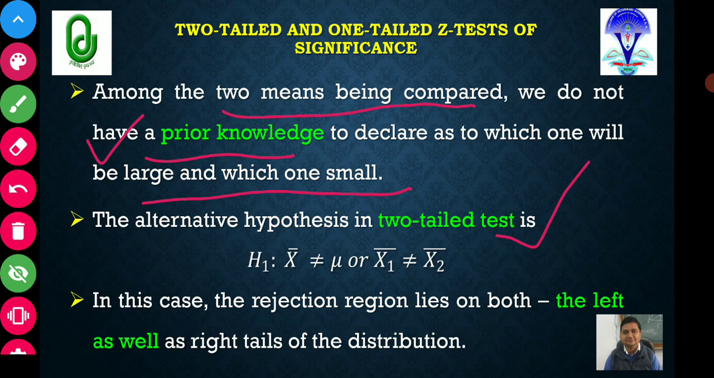The alternate hypothesis is that the sample mean will not be equal to the population mean, or two sample means will not be equal. If it is not equal, it may be either greater than or lesser than, but it is not equal. So here your rejection region may be on both sides, upper side or lower side. That is why this comes under two-tail test. In this case, the rejection region lies on both the left as well as right tail of the distribution. That is why in such a scenario you have to apply two-tail test.